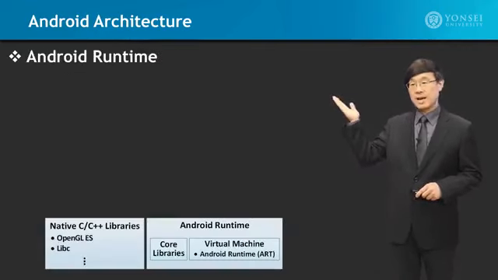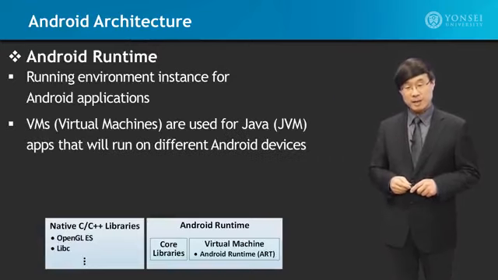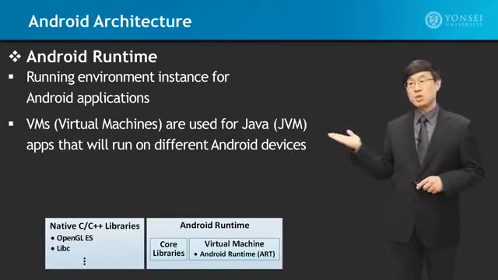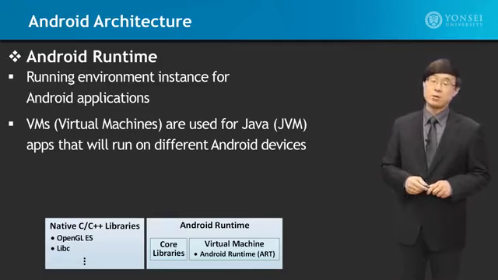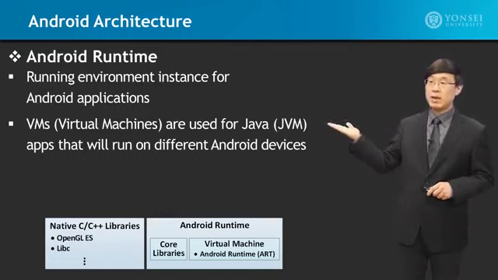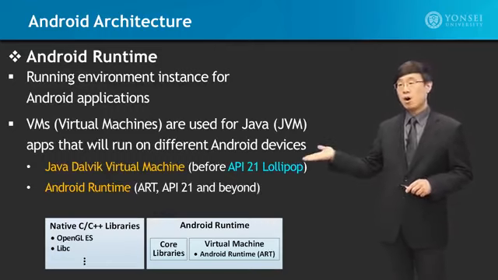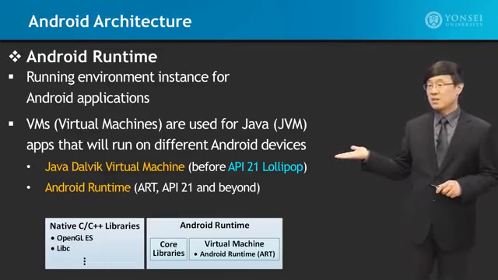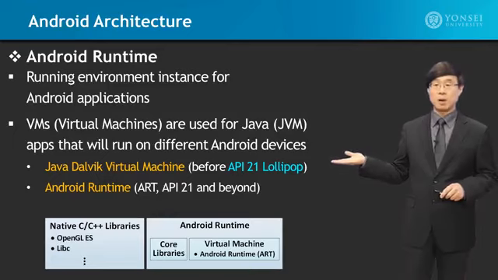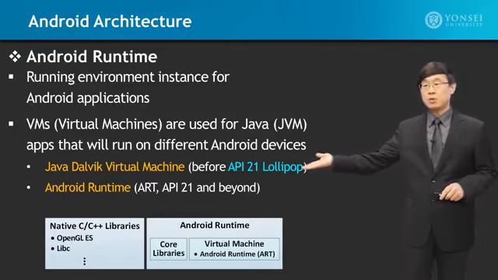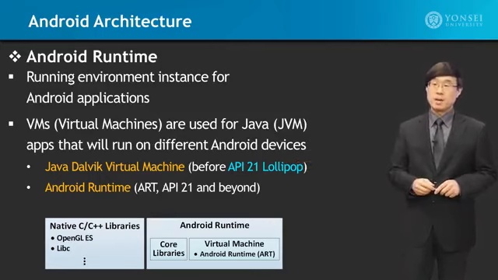The Android runtime. This is a running environment instance for Android applications. Virtual machines are used for Java apps that will run on different Android devices. And we call them JVM, Java Virtual Machines. There are two, where the Java Dalvik Virtual Machine, this was before API 21 Lollipop, and from API 21 Lollipop and beyond, we have the Android runtime.